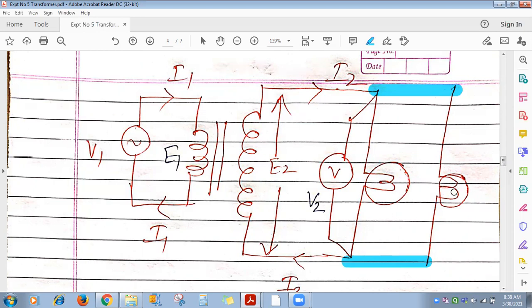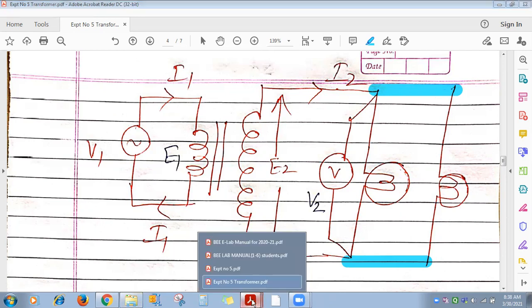Now, are we increasing the load on the transformer? With 2, 4, 6, 8, 10 lamps, are we increasing the load on the transformer? Yes, ma'am. The load on the transformer, you go on increasing. Each and every lamp is of 100 watt, so increased load will require more power or less power? Increased load, more power it will require.